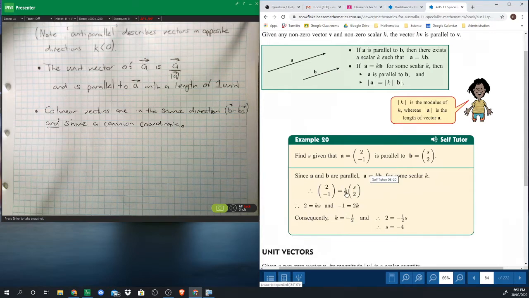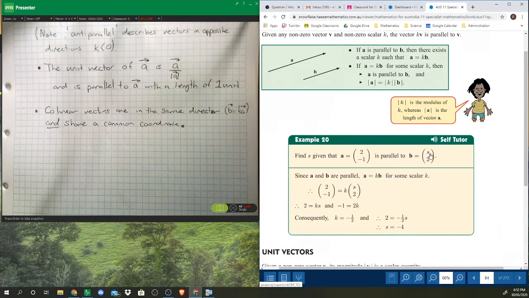So as you multiply K in there, that'd be K times S and K times 2. 2 equals Ks and minus 1 equals 2K from the equation. K equals 1/2 because 2K equals minus 1, divided by 2, K equals minus 1/2. Substitute that into the other equation. 2 equals minus 1/2 S, times both sides by minus 2, S equals minus 4. And then you've got the other coordinate for B. So that's actually a pair of vectors which are anti-parallel.